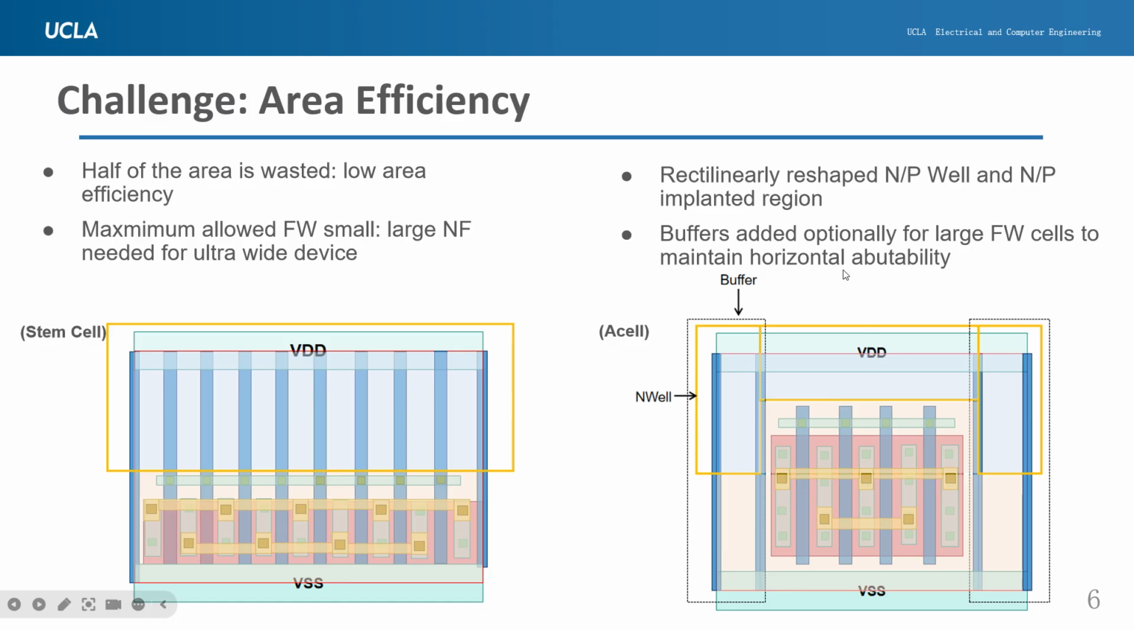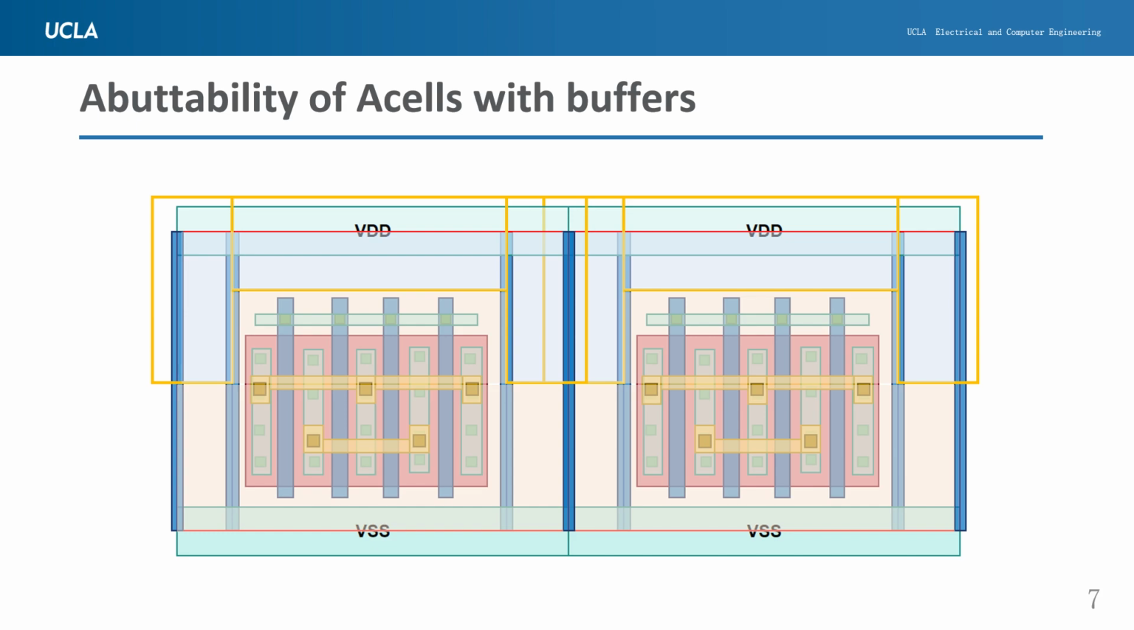But in order to maintain horizontal abutability, we add buffers on the left and right sides, and the buffers mainly consist of W polys as well as N wells and implanted regions that have the same size as standard cells. So this way we can improve the area efficiency at the core, but still maintain horizontal abutability. To better illustrate what abutability will look like for cells with buffers, this is an example of two A cells with buffers abutting each other horizontally.